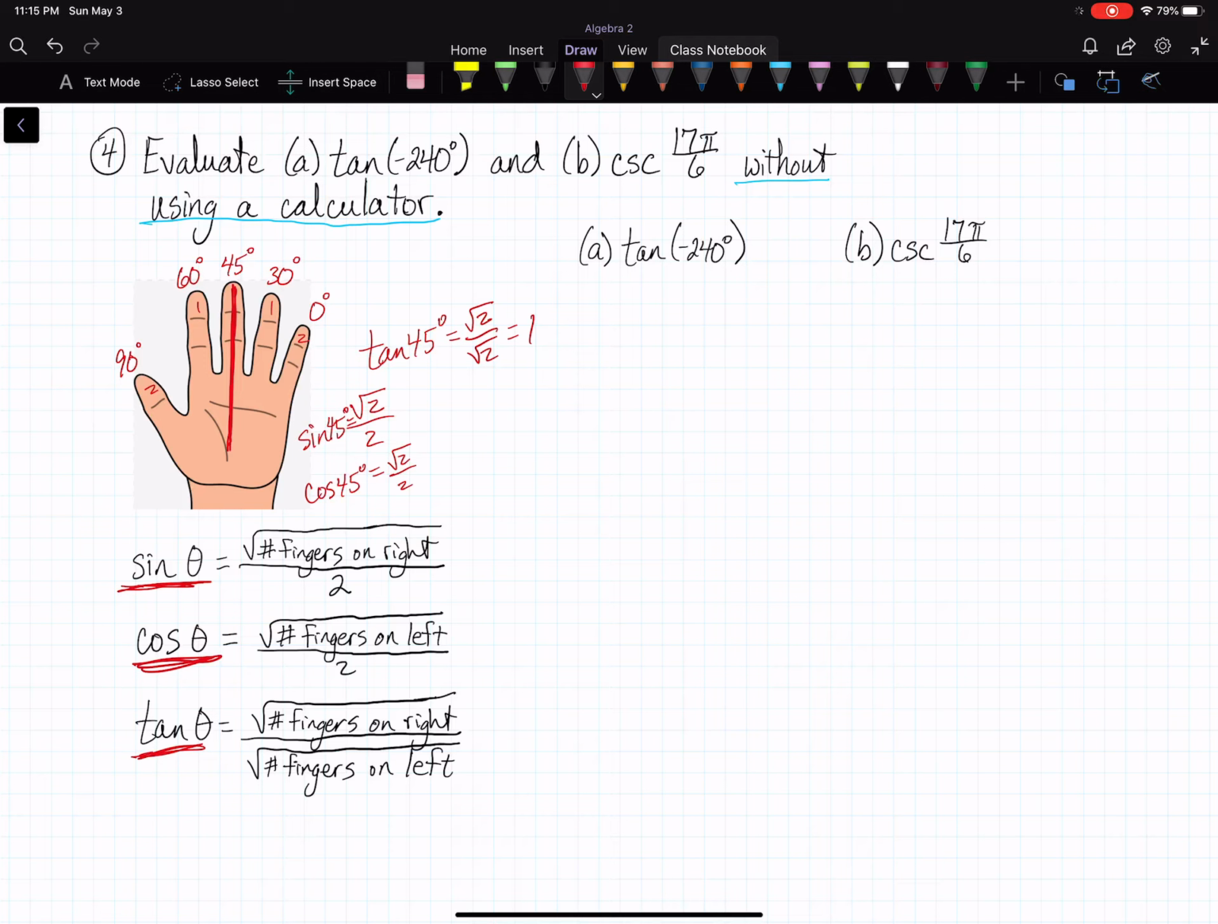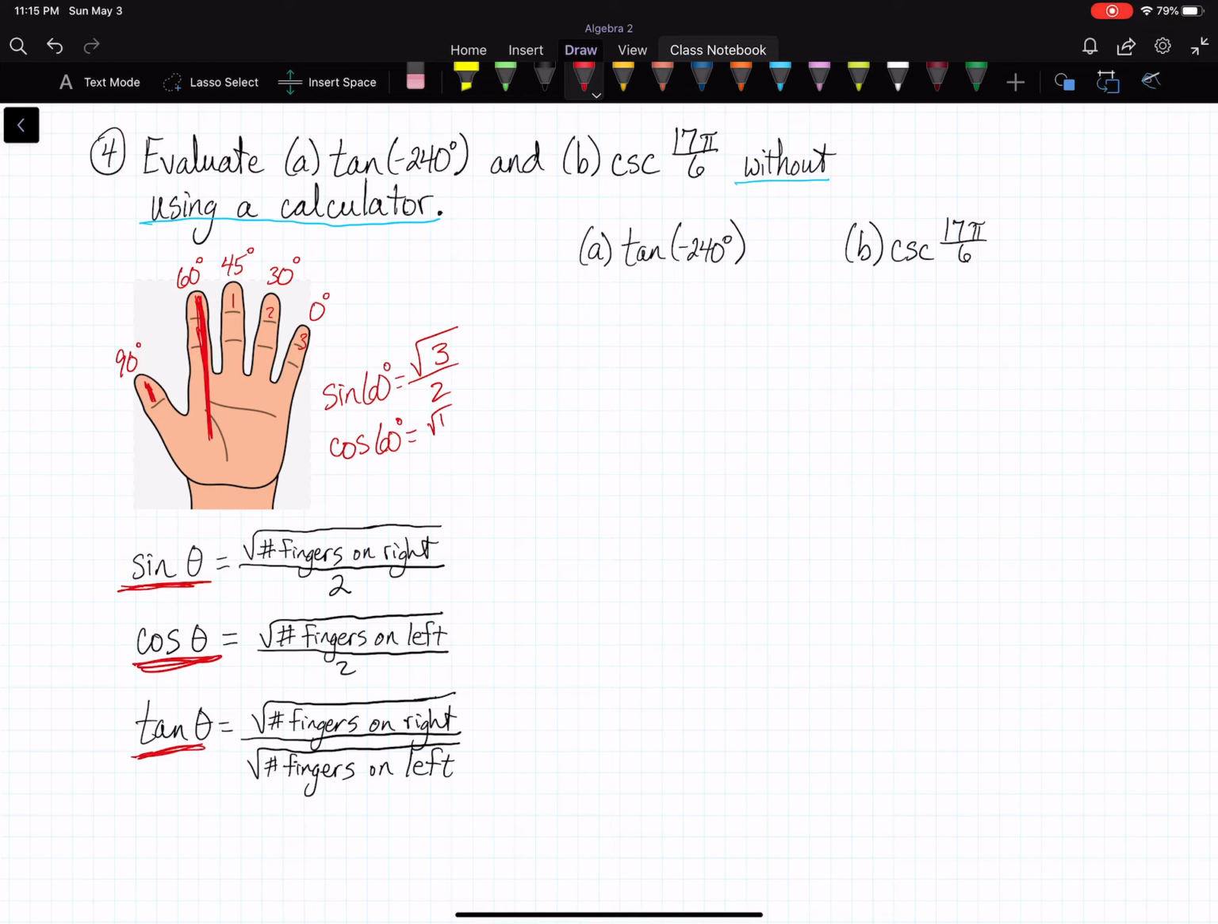Okay? Let's do another one real quick before we do these problems. Let's say 60 degrees. If we're doing 60 degrees, that's our pointer finger. So you can put it down if you want to or leave it up. It doesn't matter. You just do the sine of 60 degrees. Well, to the right of 60, we got 1, 2, 3 fingers. So the square root of 3 divided by 2. Done. For the cosine of 60 degrees, there's only 1 finger to the left of our 60 degree finger.